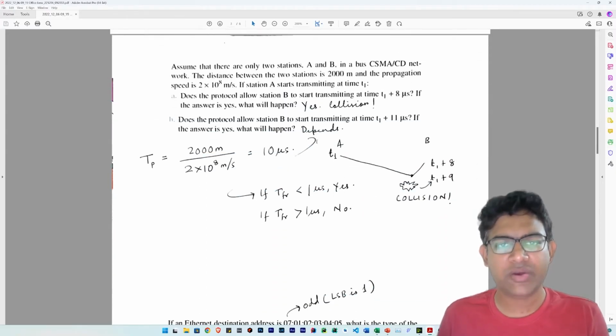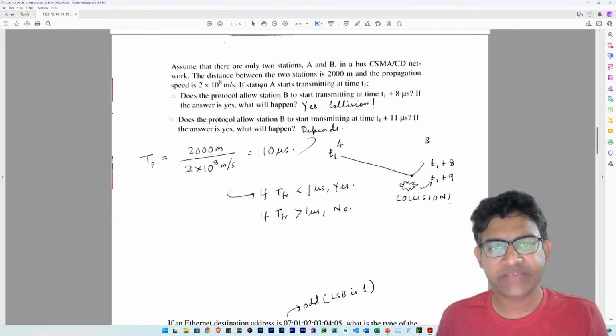Assume that there are only two stations A and B in a bus CSMA/CD network. The distance between the two stations is 2000 meters and the propagation speed is 2 into 10 to the power 8 meters per second. If station A starts transmitting at time T1, does the protocol allow station B to start transmitting at time T1 plus 8? If the answer is yes, what will happen?